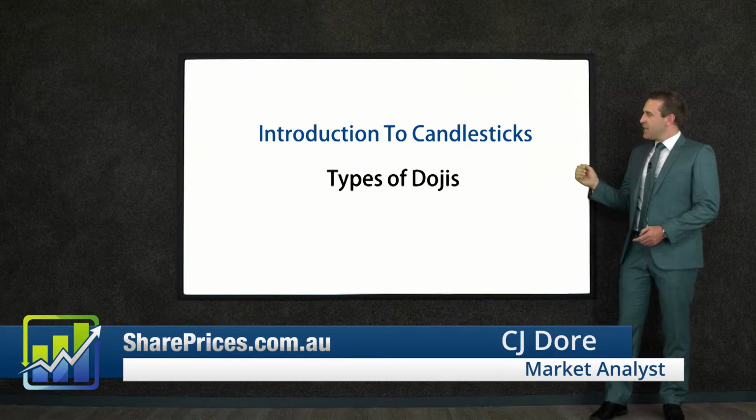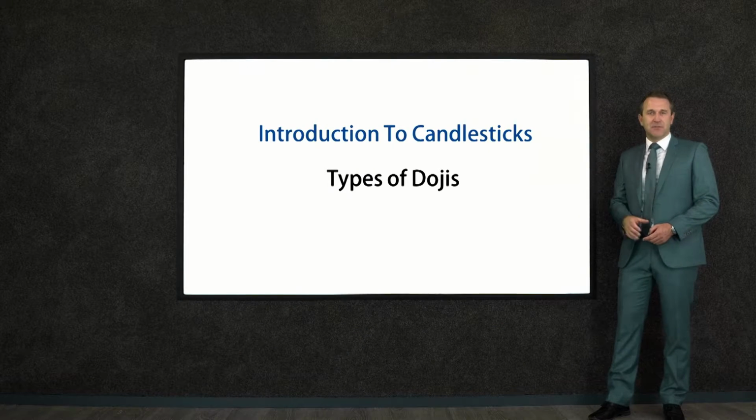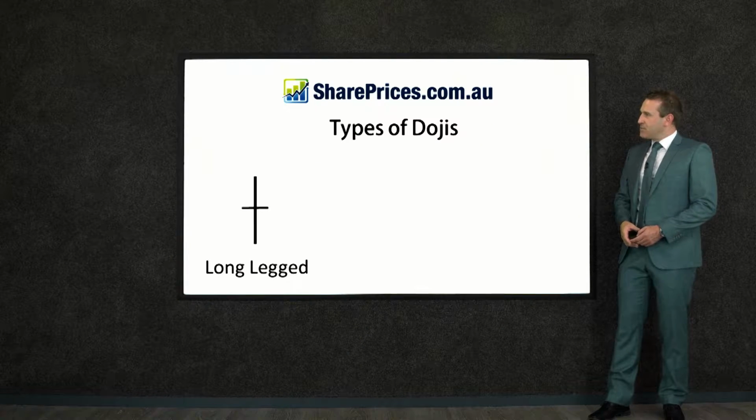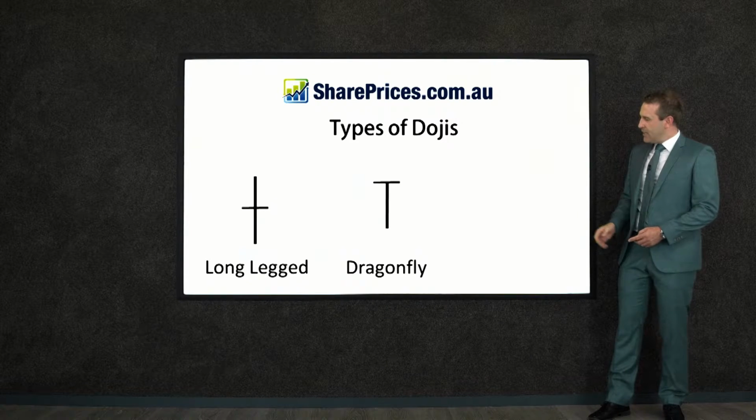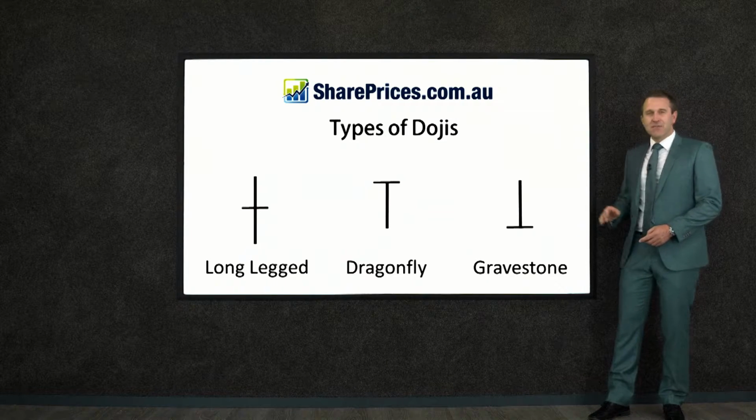And this time, in our introduction to candlesticks, we're looking at types of dojis. So let's have a look at these different types of dojis. We've got our Longlegged Doji, our Dragonfly Doji, and our Gravestone Doji.